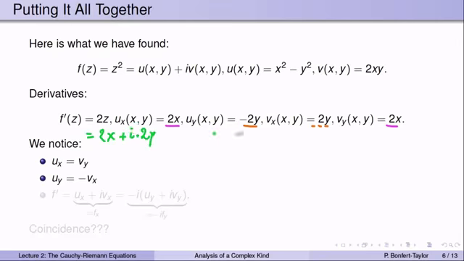2x, that's my ux derivative. 2y, that's my vx derivative. So I could write this derivative f prime. I could put that together from ux plus i vx. We call that the fx derivative. Alternatively, I could also use uy and vy.